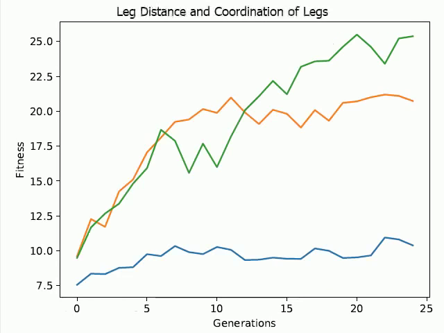So here's an interesting result where I basically took the last 2 metrics and combined them together. So now we do the leg distance and the coordination of legs, and you can see that the results look a lot better.